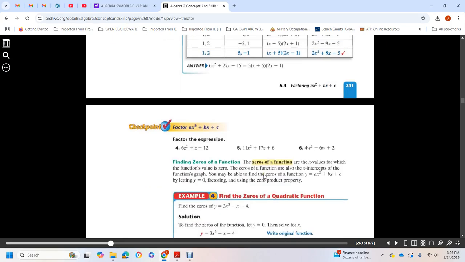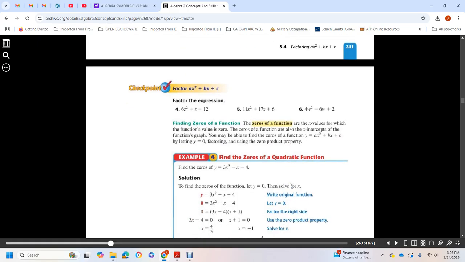Finding zeros of a function. A zero of a function is an x value for which the function value is 0. The zeros of a function are also the x-intercepts of the function's graph. You may be able to find zeros of y equals ax squared plus bx plus c by letting y equal 0, and factoring using the zero product property.